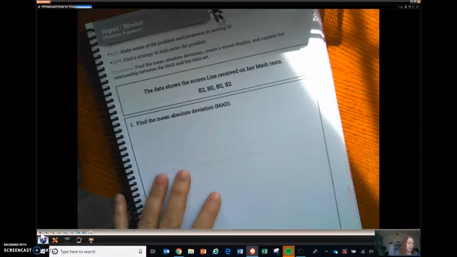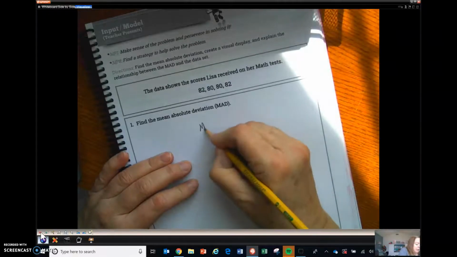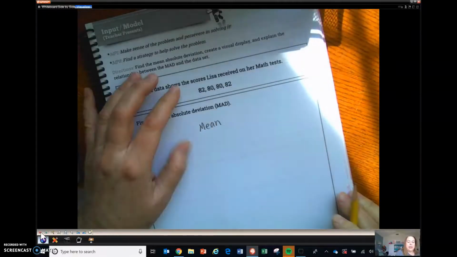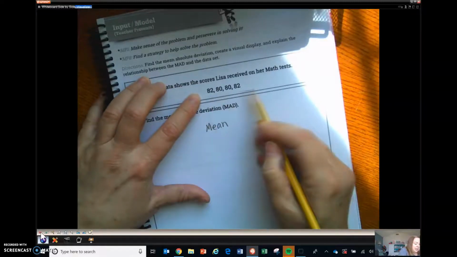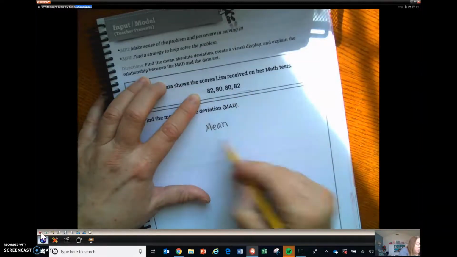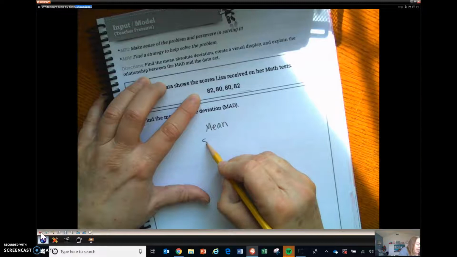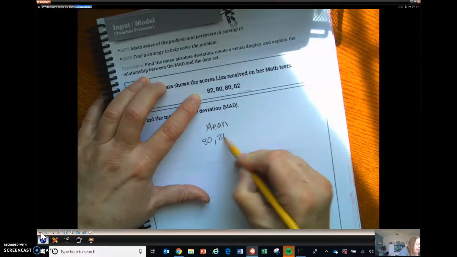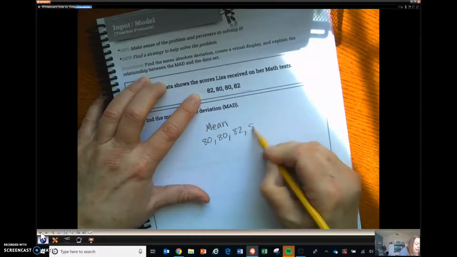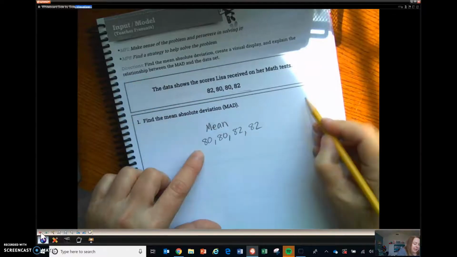Okay, so here we go. Our input model. The data shows the scores Lisa received on her math test. Find the mean absolute deviation. So the first thing we need to do is find the mean. And if you remember, that's when we add up these and divide. We'll divide by 4. So we've got 80, 80, 82, and 82. So I'm going to add these up.